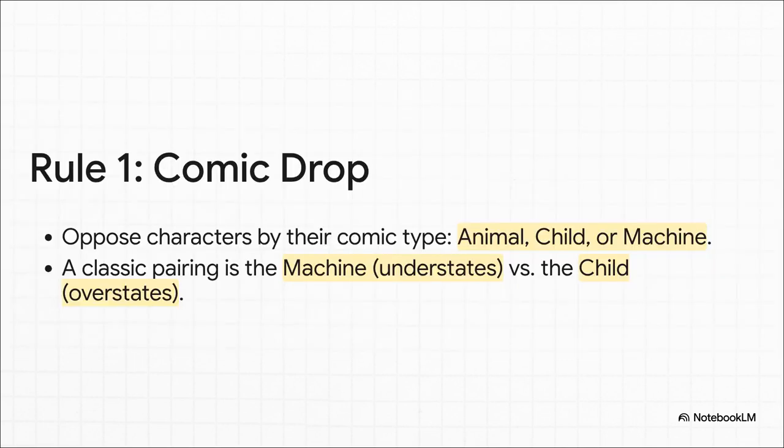First up, you've got to think about their basic comic DNA. Are they a machine, someone who understates everything, super dry, deadpan delivery, or are they a child who overstates everything, just full of emotion and drama? When you pair these 2 types up, you get instant comic tension. I mean, a show like The Golden Girls is an absolute masterclass in this. You've got Dorothy as the machine, Rose as the child, and Blanche, well, she's the animal. But that's a whole other explainer for another day.